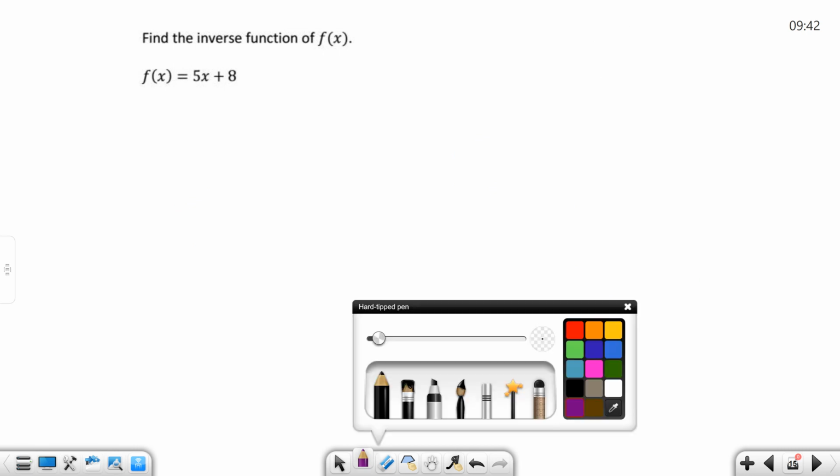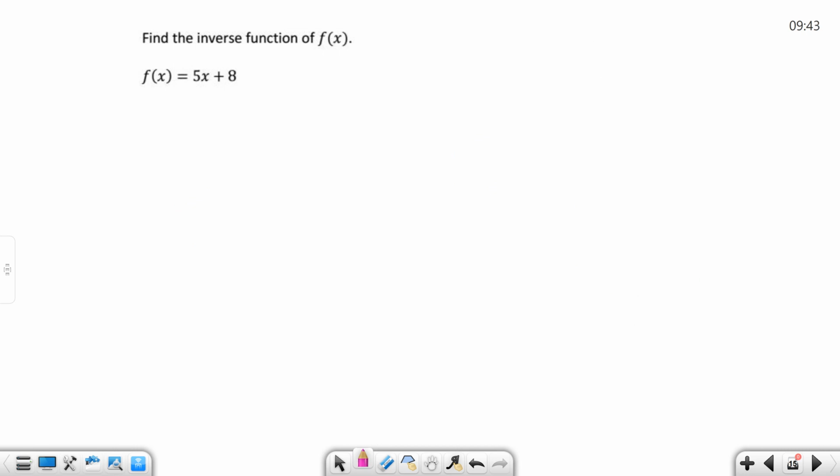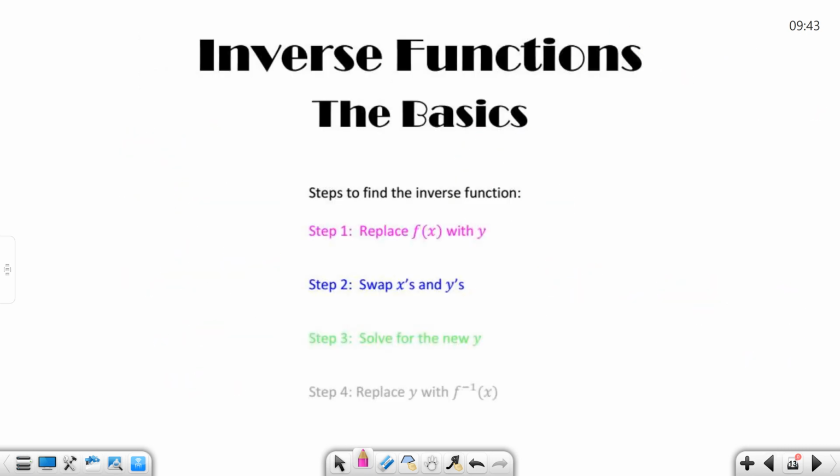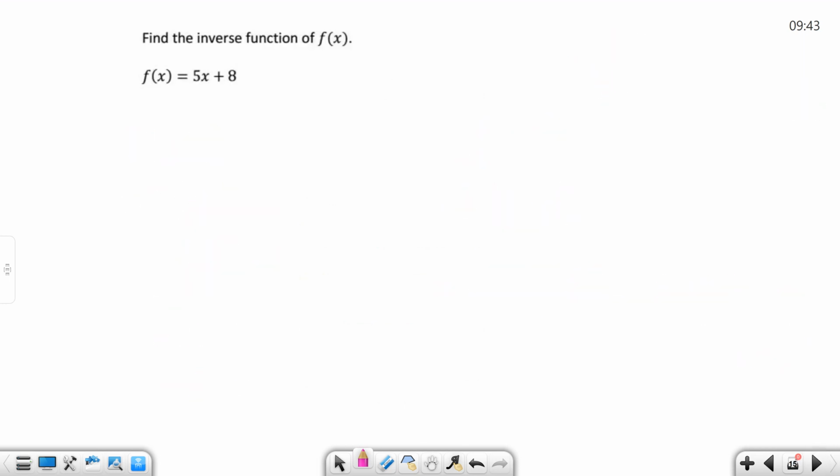All right, so here's my 4 steps. Hope I can remember the colors now. So we have f of x equals 5x plus 8. I think it's blue, green, and gray, but let's just go back and check real quick. Yep, it is. Just making sure. So f of x is 5x plus 8.